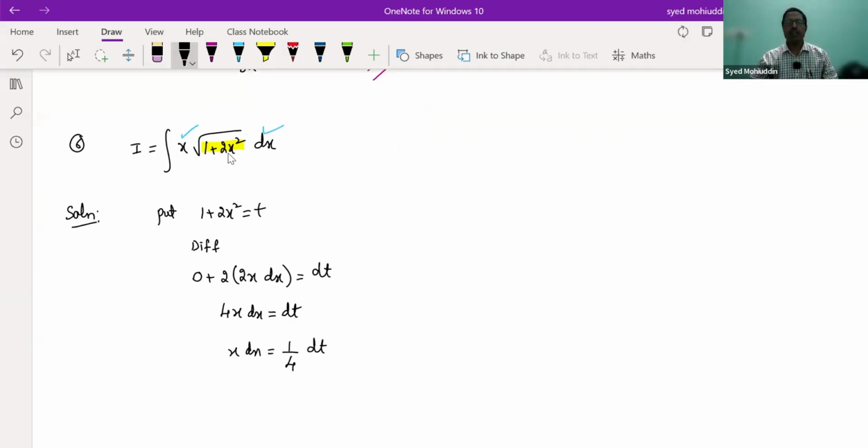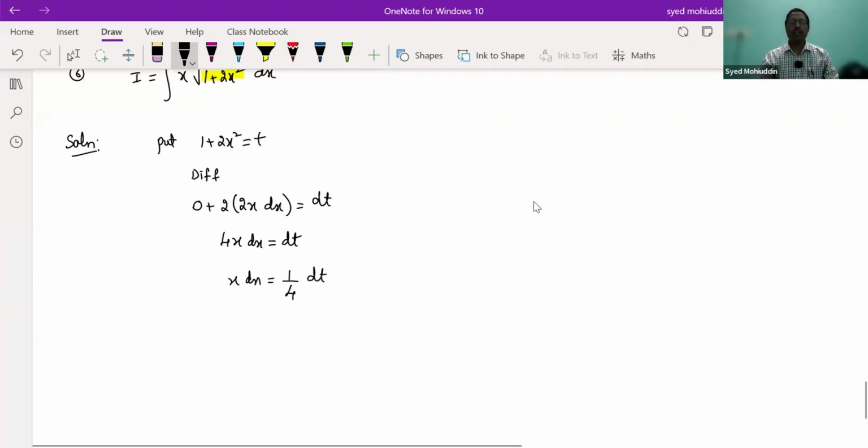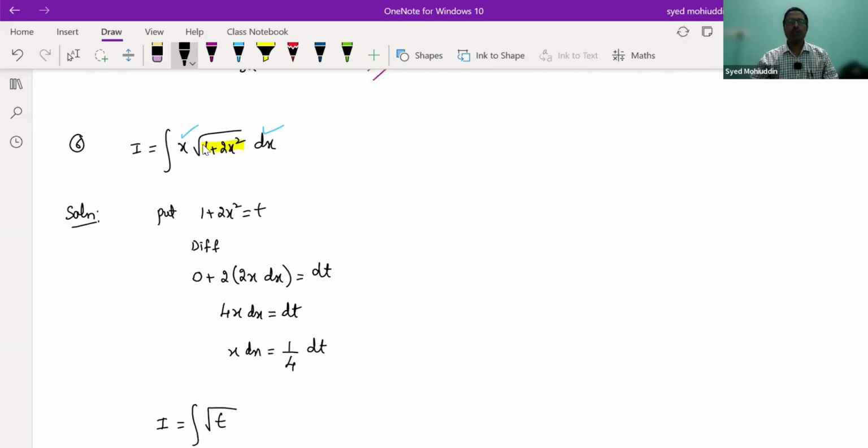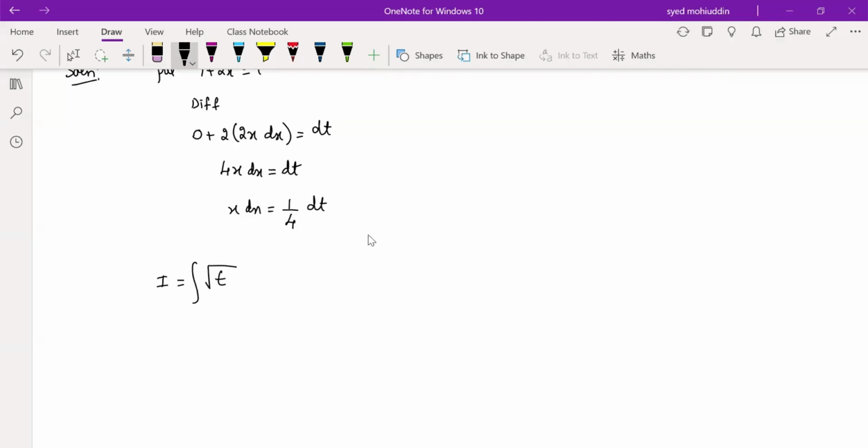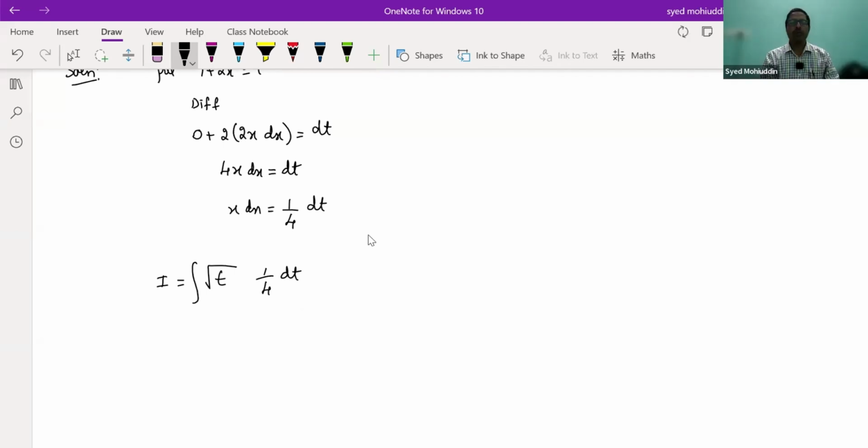Now plug in this value back there in the given integral. You will be having I is equal to the integral of x dx under root. First I'll write under root 1 plus 2x square, which will be t. The remaining value that is left out is x into dx. And this x into dx can be replaced as what? 1 by 4 into dt. But however, 1 by 4 is a constant. I'll remove it outside. You're getting integral of root t into dt.